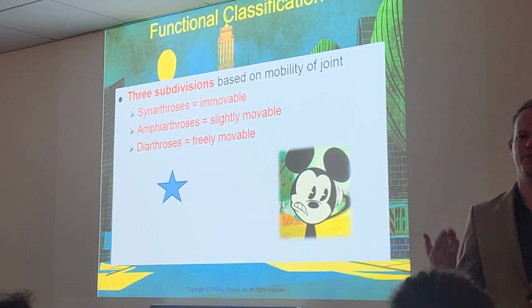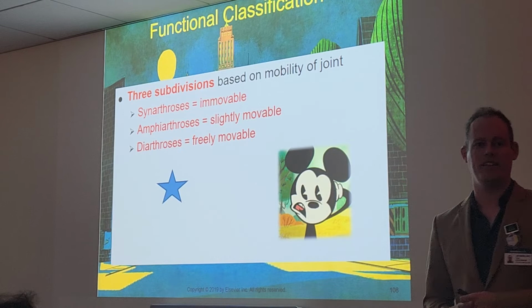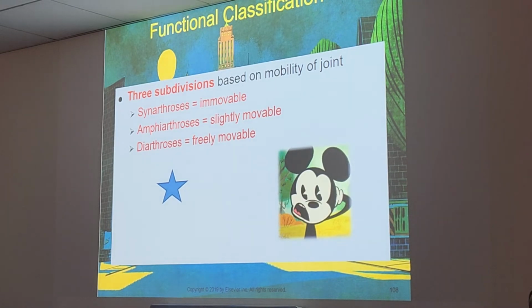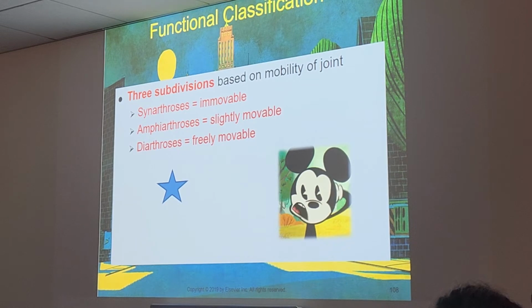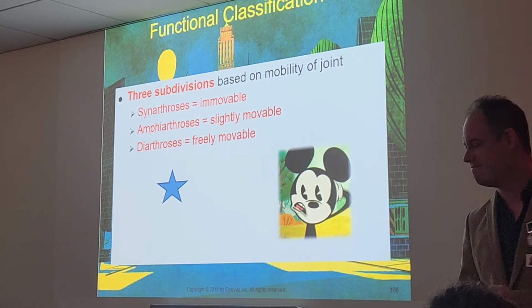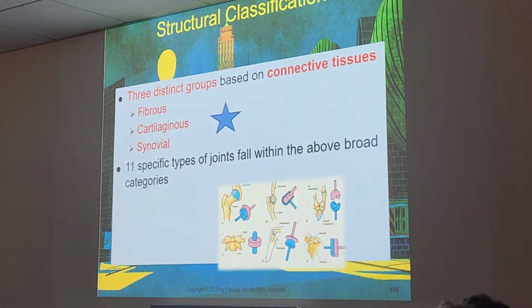Can anyone name off the top of their head a synarthrodial immovable joint? Correct, the cranium. The sutures in the cranium, because we obviously do not want those moving around. If your cranium is shifting around and moving around, you might want to get that checked out. That should not be happening. But we'll talk about that more in a second.